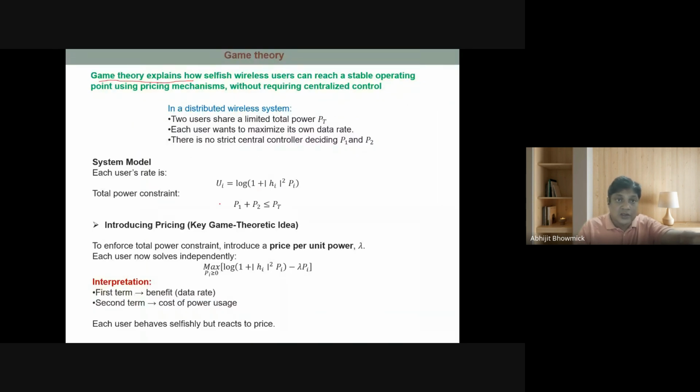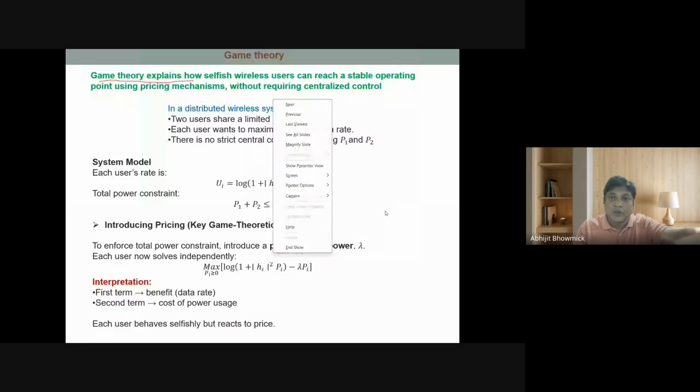Since each user wants to maximize its own data rate, I can formulate the expression, that equation: Ui is equal to log2(1 + Hi square times Pi), subject to P1 plus P2 less than or equal to PT. So in game theory, each user has one pricing parameter called lambda. The same problem can be formulated as log(1 + this one) into lambda minus lambda into Pi.